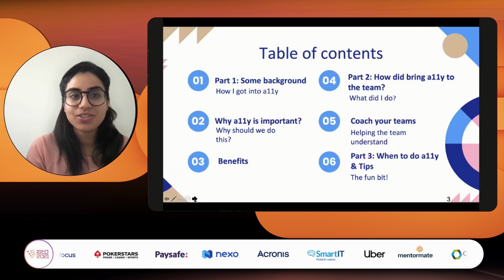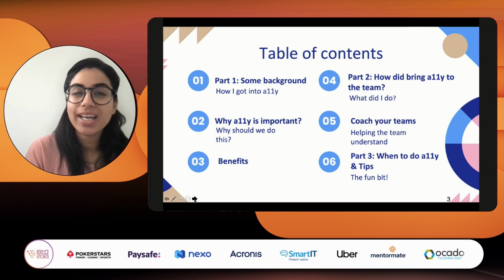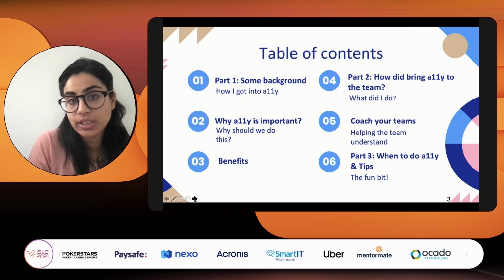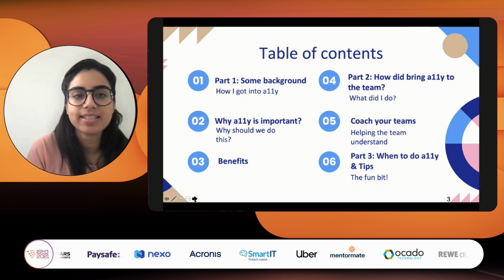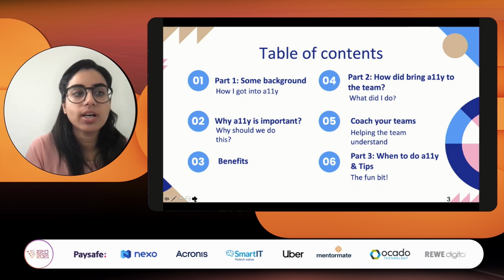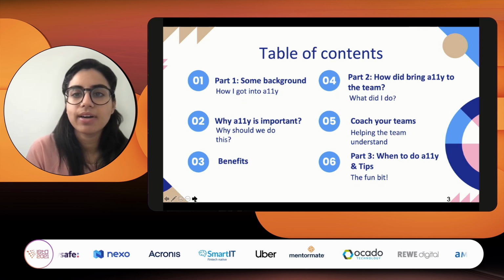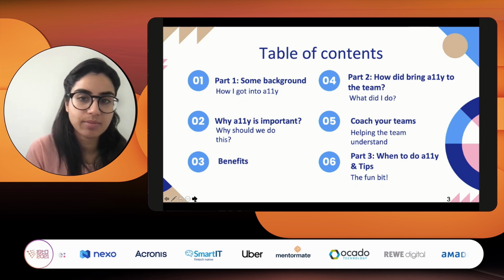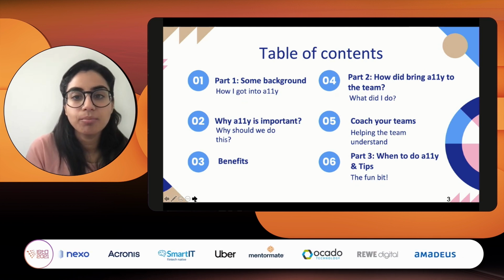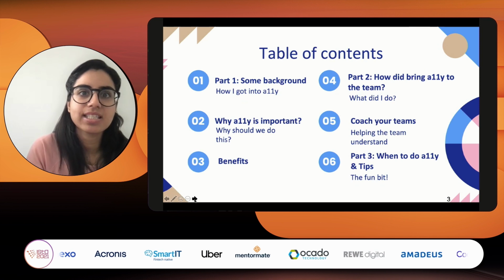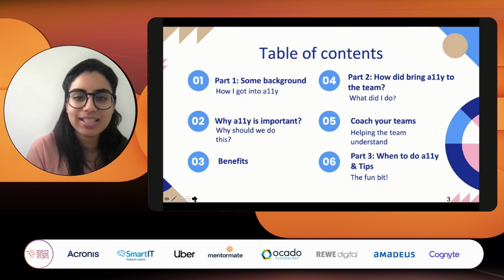So the table of contents today includes some background knowledge of what is accessibility, why accessibility is important, why should we do this, and what are the benefits of actually bringing accessibility to your applications or the kind of product you're working on. Part 2 will be around how did I bring accessibility into the team. So what did I actually do, my steps, coaching your teams to basically understand why this is important. And then part 3 would be when to do accessibility and the tips.